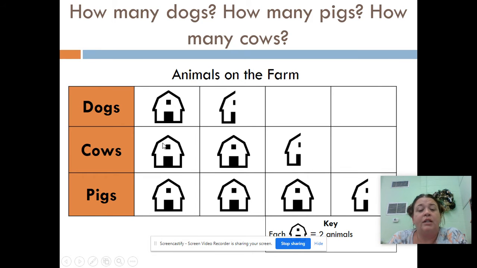That's right. Let's look at our cows. I have a whole barn and a whole barn and a half a barn. So I have 2, 4, and a half would give me 5. Good job. Let's look at pigs. Pigs, I got a whole barn, whole barn, whole barn, and a half of one. So 2 plus 2 plus 2 gives me 6, plus 1 gives me 7. Good job.